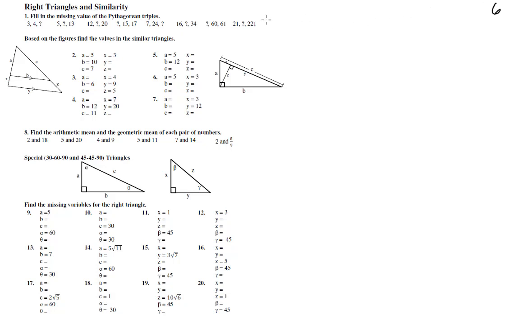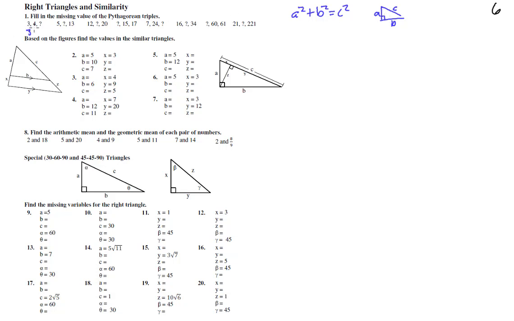Here we are on page 6 dealing with right triangles and similarity. Number 1, fill in the missing values of the Pythagorean triples. So this is fitting a squared plus b squared equals c squared, and obviously c is the biggest one. That comes from a little right triangle like this where you have an a, a b, and a c, and it is definitely in a right triangle. So let's look at these and see what we have.